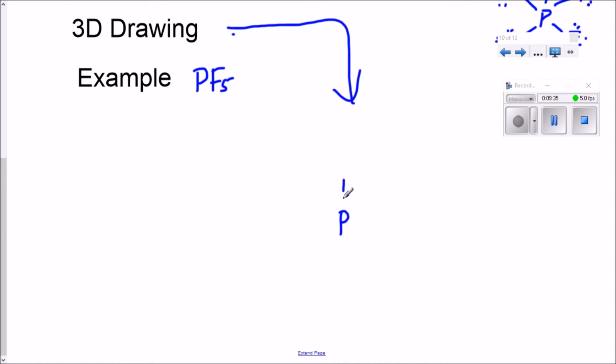And to do that, we're going to start with just a normal phosphorus in the middle. Then we're going to have a fluorine going directly up, a fluorine going directly down, and one fluorine off to the left, and so these solid lines are all on the page. Then we're going to do a hashed line showing that this is going back, and a sort of an arrow going out.